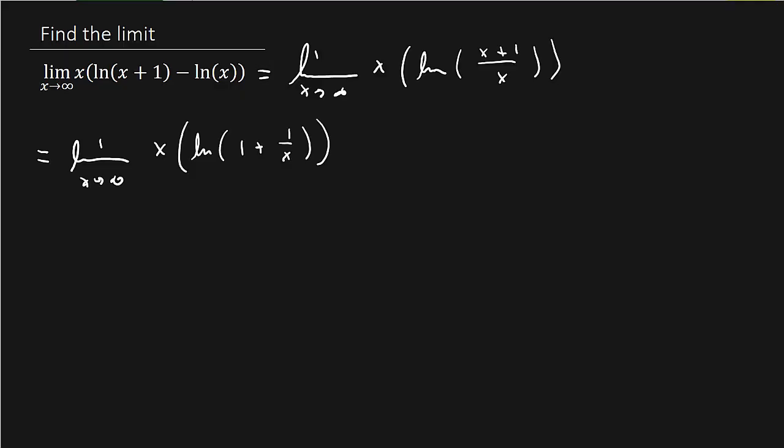Now let's look at this. As x goes to infinity, this term right here would go to 0 because the denominator's getting really big, and we would have the natural log of 1, which is 0. So 0 times infinity. Well, we can't have that.